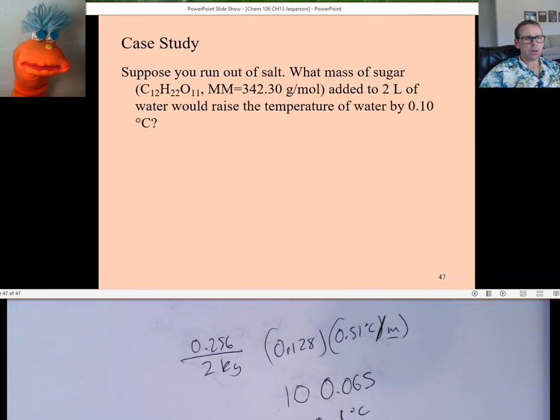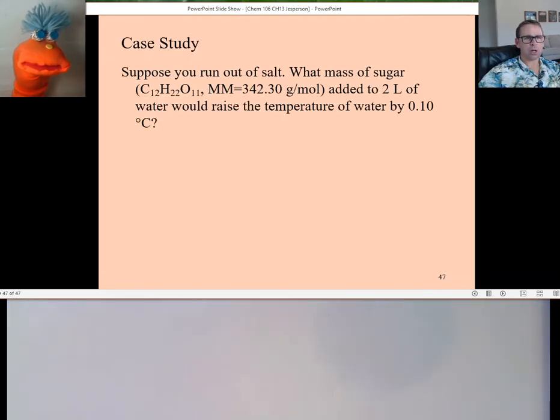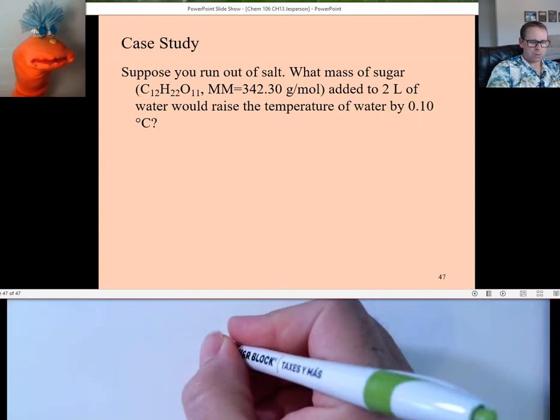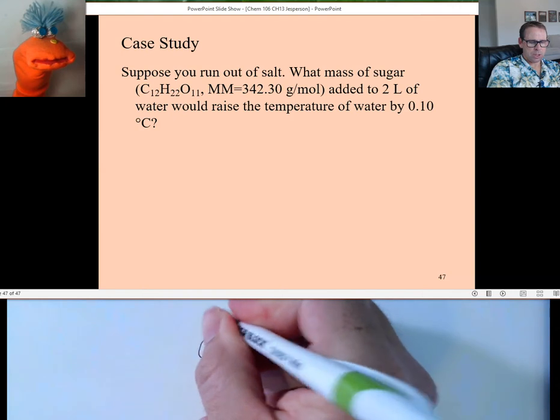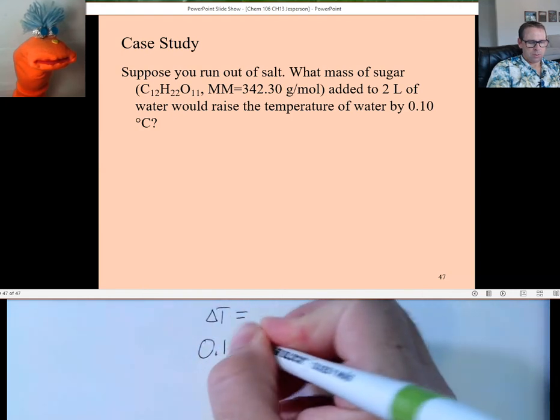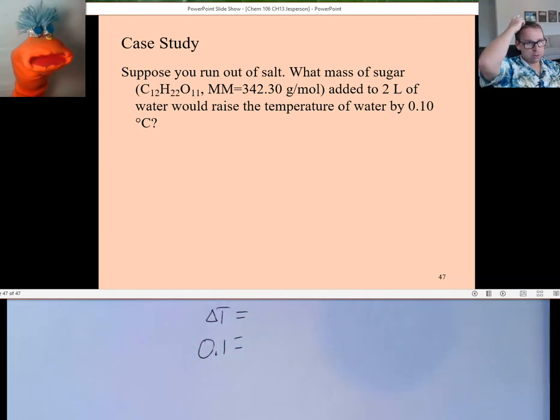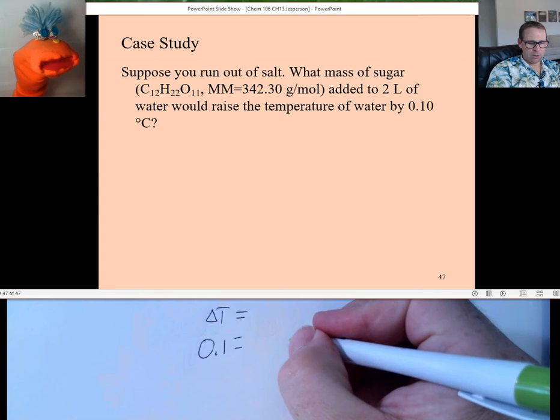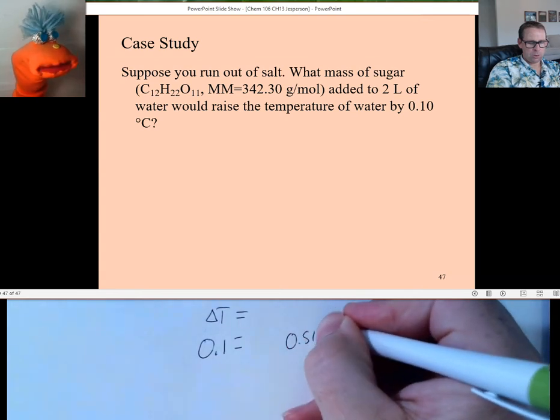So, in our second question here, suppose you're out of salt. What mass of sugar needs to be added to 2 liters of water to raise the boiling point by 0.1? So you want to raise the temperature by 0.1. Very good. That's right. That's going to be your change in temperature. 0.51 is the degree Celsius per molal.